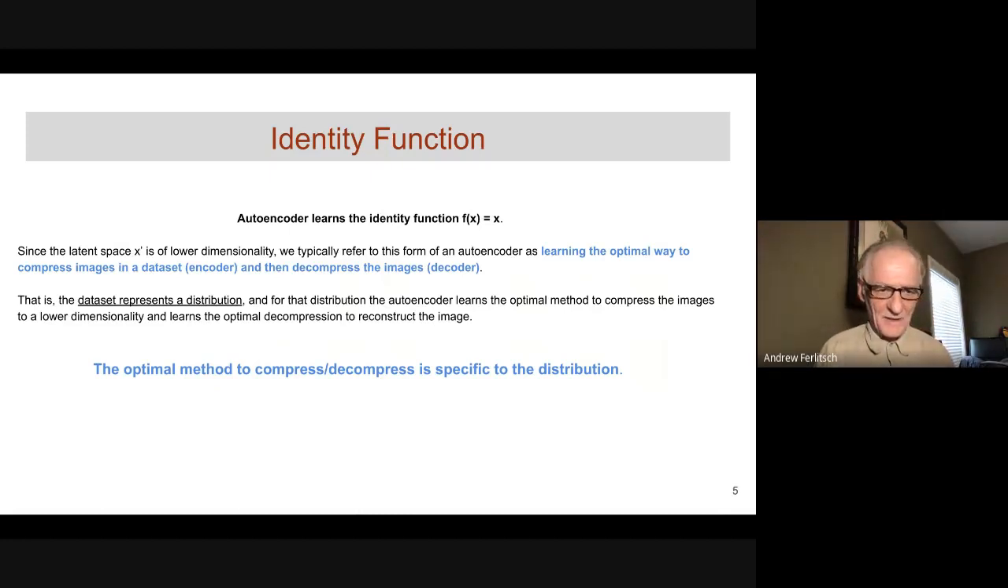That is, your data set represents a distribution. And when it's learning, the autoencoder is learning the best way to compress, say, images for your distribution and then decompress them. What's important to remember is it's specific to the distribution. So if you apply it to a different distribution, you can't expect to have the same level of quality, if any, of the compression and decompression.